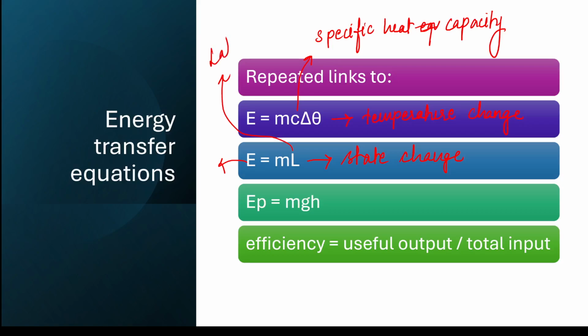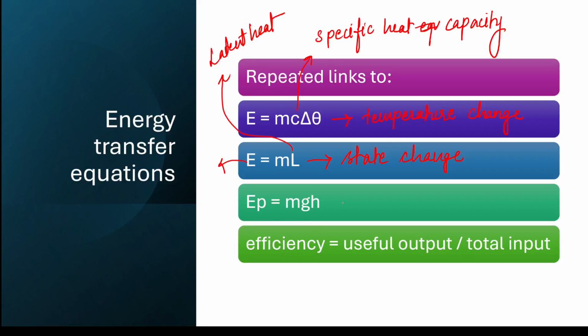So L here is latent heat. When is latent heat used? Whenever there is a state change. You only need to know this very superficially. There are no in-depth questions asked. So whenever you see energy transfer or heating happening and there's a state change happening, just link it with this equation in your equation sheet.